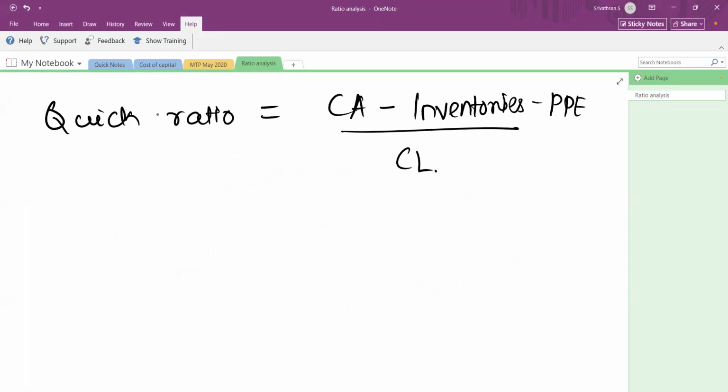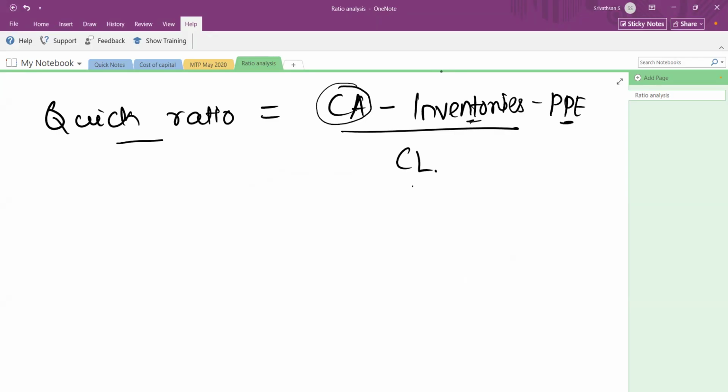Now listen, quick ratio is more conservative than current ratio. Why? Because in current ratio, we were using the total current asset to pay off the current liability. But while calculating quick ratio, we are subtracting inventory. Why we are subtracting inventory? Because inventory cannot be converted into cash quickly. For example, let's say it is a raw material inventory. It needs to be converted into work in progress, then finished goods, then accounts receivable, and then finally to cash. Even if it is finished goods, you cannot push it outside your factory if there is not enough demand in the market. So inventory is something which cannot be converted into cash quickly. So we are subtracting it.